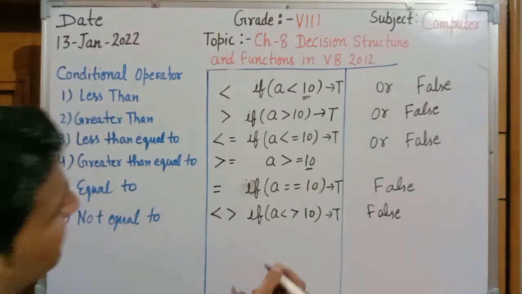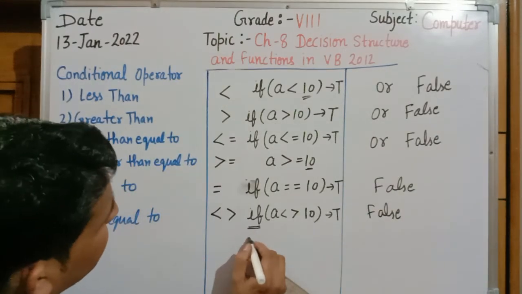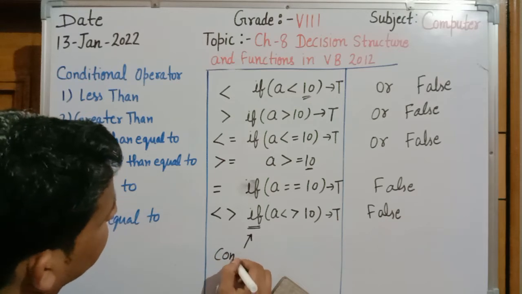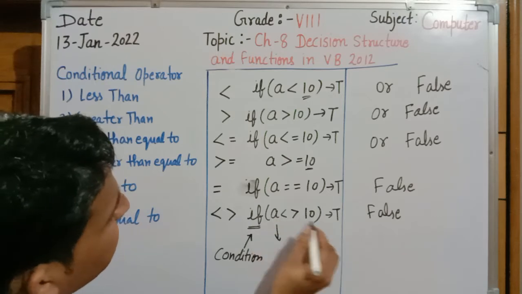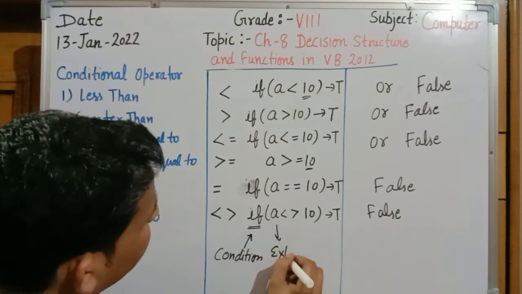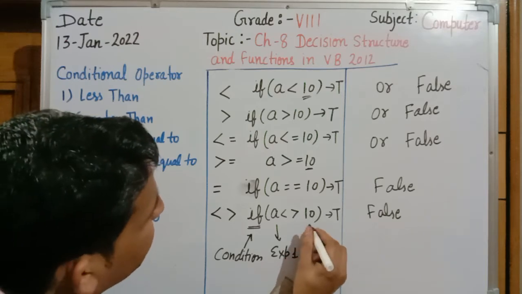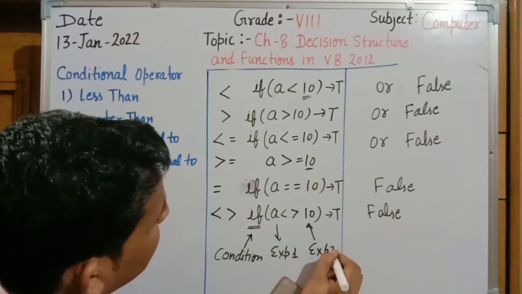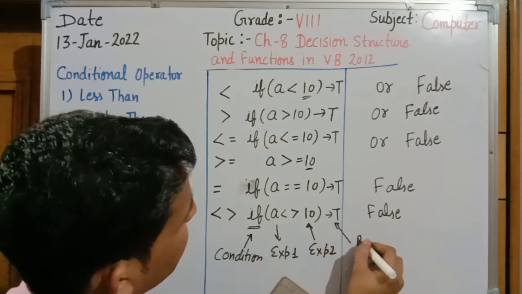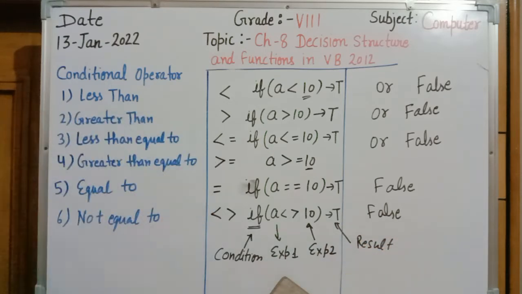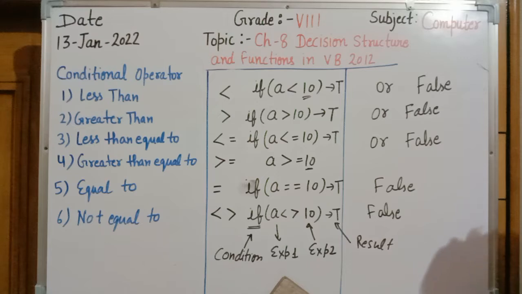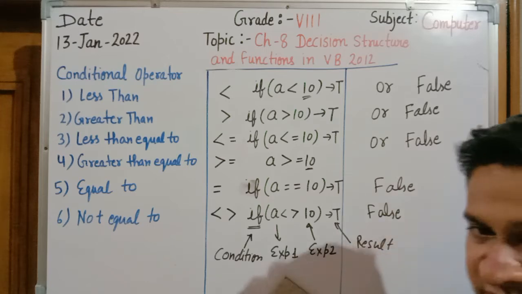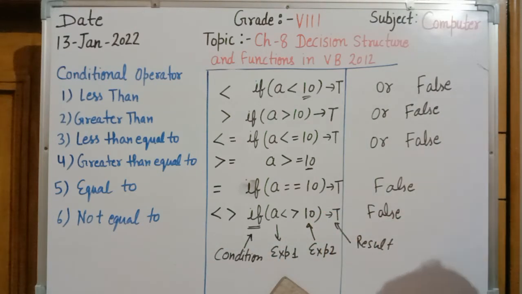One more point: here is the condition. The left side, before greater than or equal to or less than or equal to, is known as expression 1, the right side is known as expression 2, and the value that is generated is known as the result. It will be true or false. So this is the concept of conditional operators: less than, greater than, less than or equal to, greater than or equal to, not equal to, or equal to. If the condition is satisfied, then the result is true, otherwise the result is false.